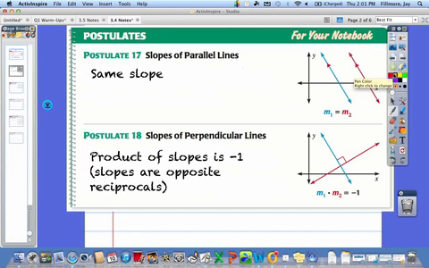The better way to look at this, though, that I've found is that the slopes are opposite reciprocals. So for example, if I said that one slope was positive 1 over 2, the perpendicular slope, we would turn that positive to a negative, and instead of 1 over 2, it would be 2 over 1. So you take the reciprocal, you flip your fraction, and your opposite, you just change the sign. So again, parallel lines are always the same slope, perpendicular lines always are opposite reciprocals.